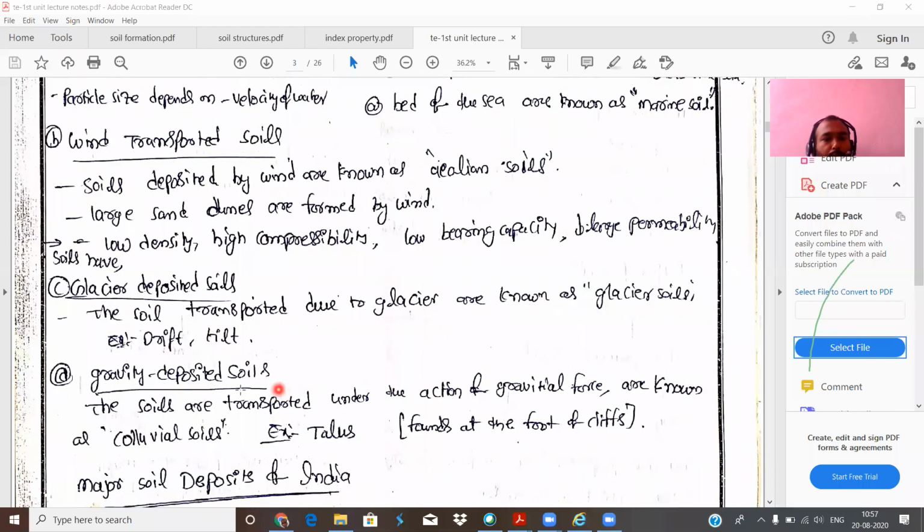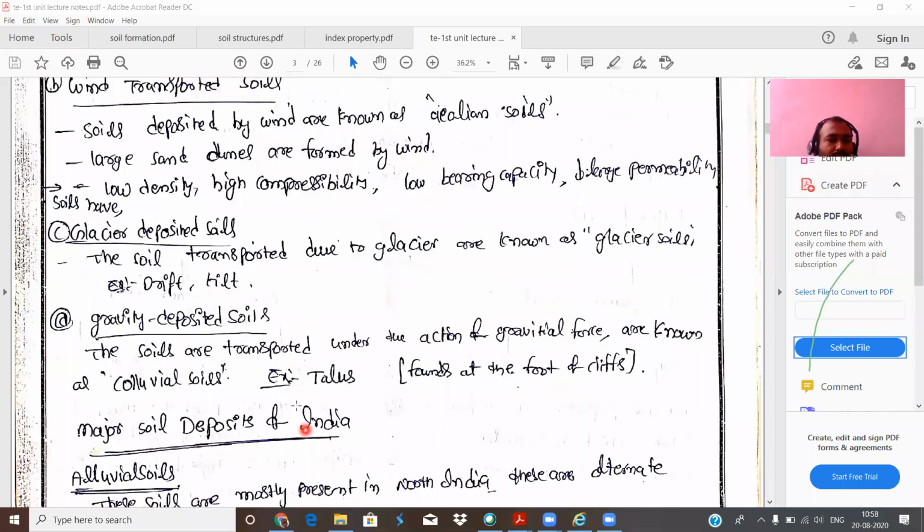Next one, gravity deposited soils. You know that in hilly areas, the soil and rock at the top are transported due to the gravitational force and deposited at the bottom of the hill. So the soils are formed due to the gravitational force only. This type of soils is known as colluvial soils. The main example for this type of soils is talus, found at the foot of the cliffs. It is present near the hills.